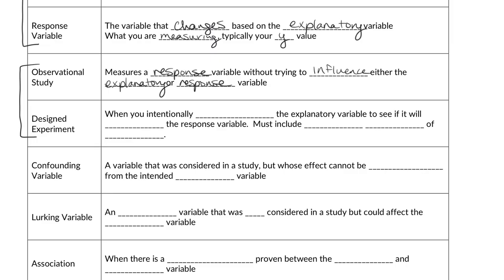On the other hand, a designed experiment is when you actually go in there and intentionally manipulate the explanatory variable to see if it will impact the response variable. It's very important, and we're going to talk about this next class, that this must include a random assignment of treatments.